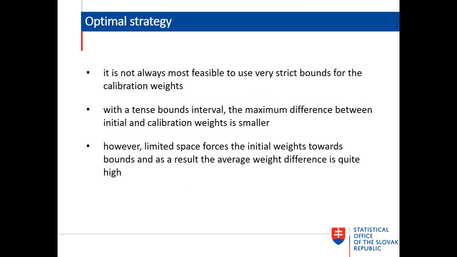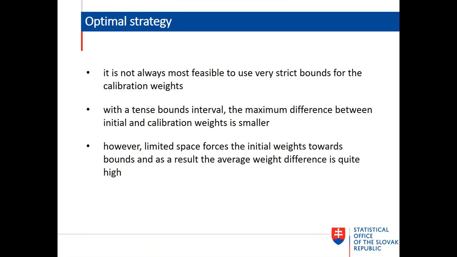What is the optimal strategy of calibration? It would be quite intuitive that very strict and tight bounds for the new weights will give us the most feasible solution, because then the difference between the initial and calibration weights would be minimal.